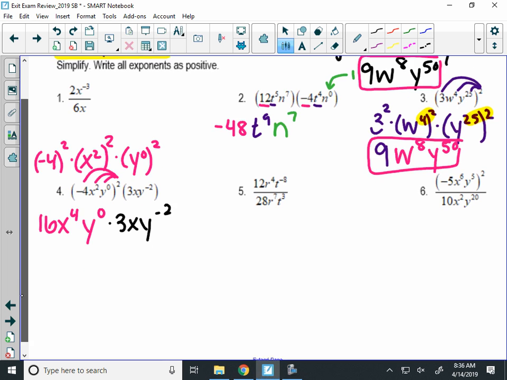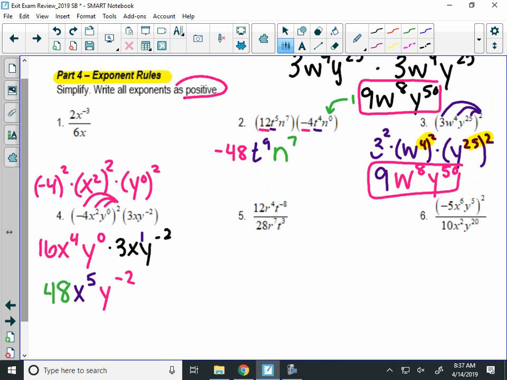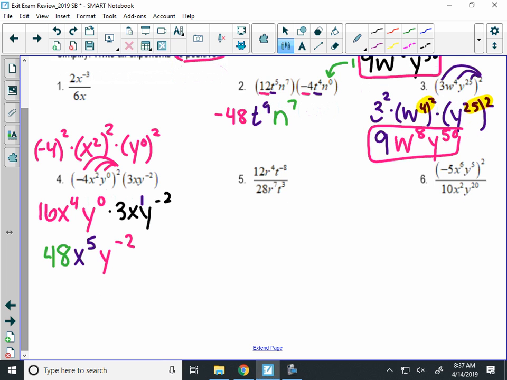So the numbers multiplied together here, 16 times 3 is 48. The x's multiplied together, we'll have x to the 4th and x to the 1st, add those up to be x to the 5th. And my y's, I'll have y to the 0, and 0 minus 2 is negative 2. Now the directions say write all exponents as positive. We do not like negative exponents.